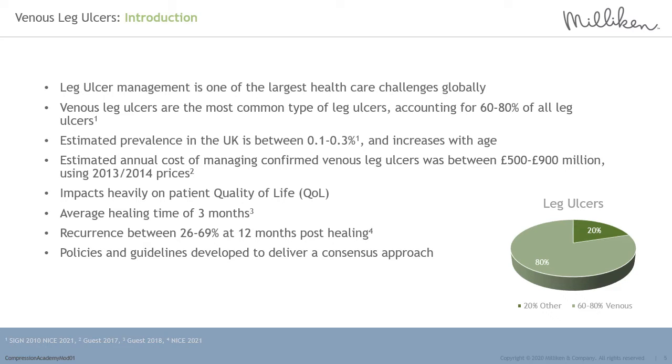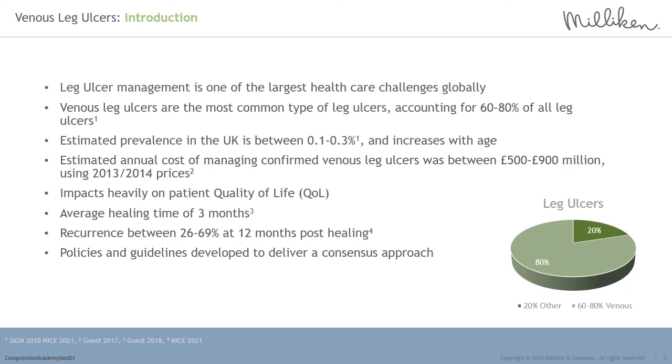Venous ulcers are the most common type of leg ulcer, reported to account for 60 to 80% of all leg ulcers. The remaining 20 to 40% includes arterial, diabetic, chronic inflammatory disease such as rheumatoid, and those with blood disorders such as sickle cell, as well as post-traumatic and malignant leg ulcers.